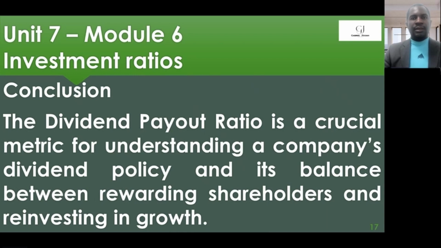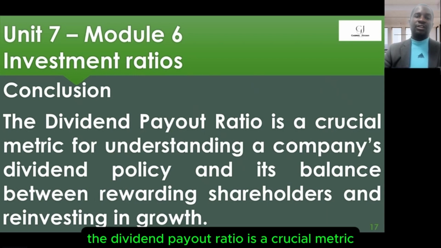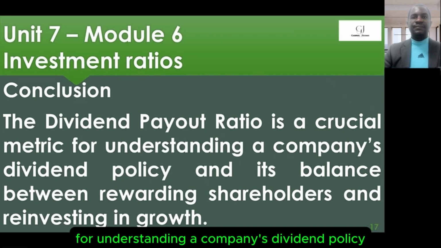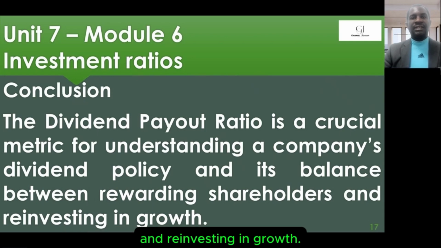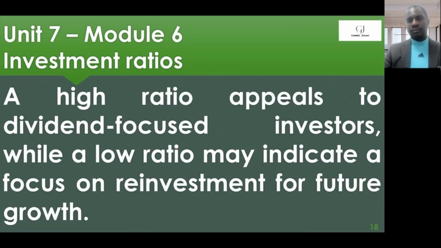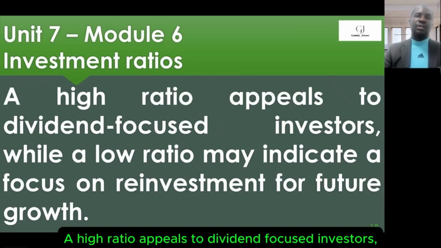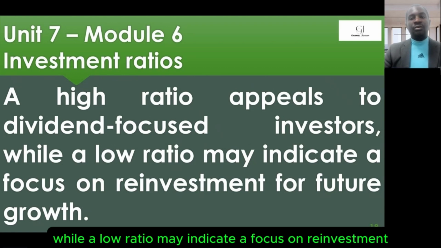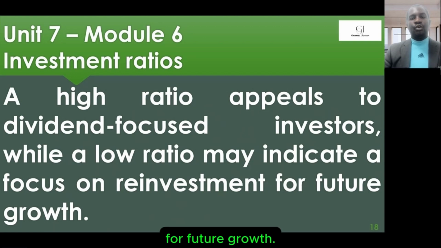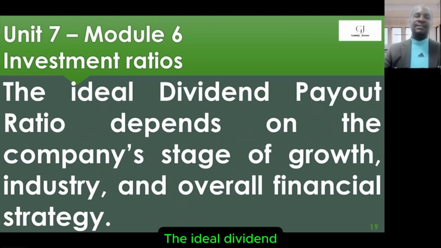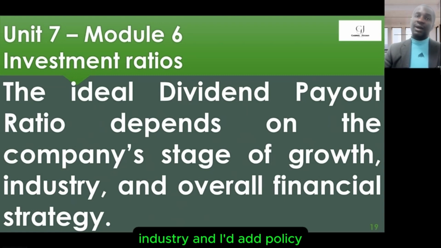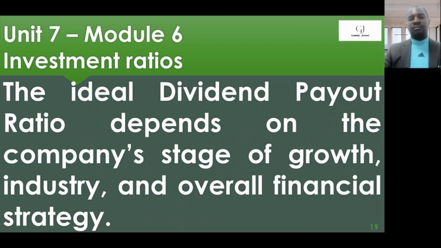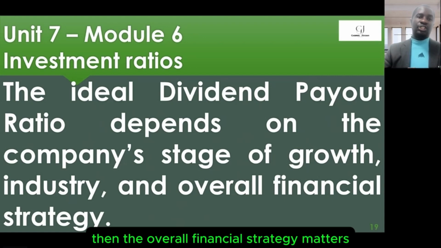In conclusion, the dividend payout ratio is a crucial metric for understanding a company's dividend policy and its balance between rewarding shareholders and reinvesting in growth. A high ratio appeals to dividend-focused investors, while a low ratio may indicate a focus on reinvestment for future growth. The ideal dividend ratio depends on the company's stage of growth, industry, and I'll add policy. Then the overall financial strategy matters.